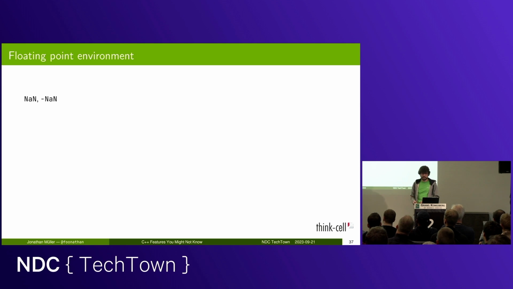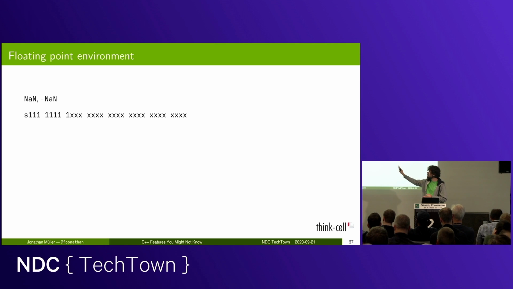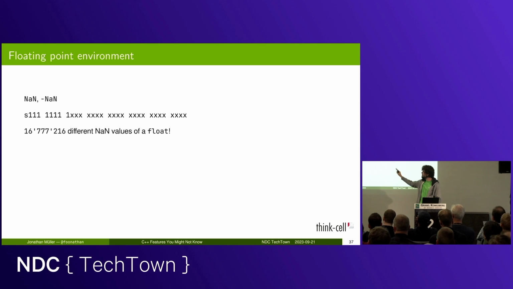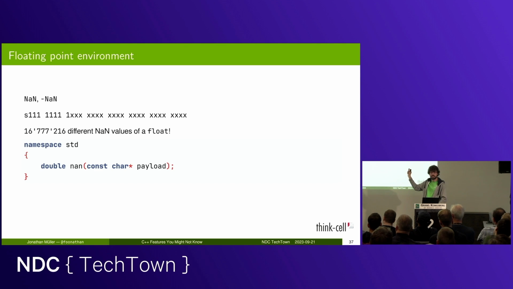But there are a couple more NaNs, because this is sort of the bit pattern of a NaN. The exponent is all 1, then you've got the sign bit, and then the x's, they can be anything. Which means that on a 32-bit float, you've got over 60 million different NaNs that you can use. So how do you get one of those NaNs? Well, the standard library provides a function. You give it a payload, which is a string, and it will return a NaN that will store that string essentially in the x's. So you can create a very customized NaN.